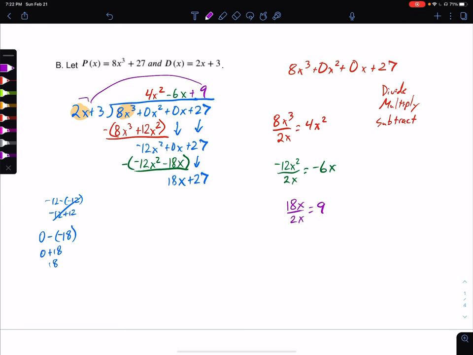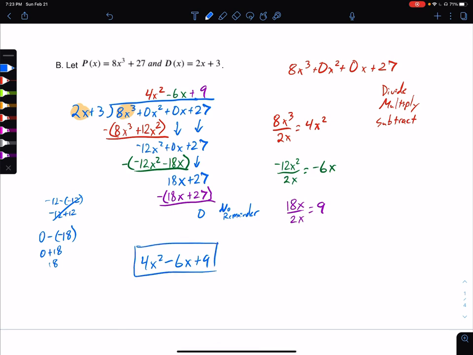Now we're going to distribute. 9 times 2x would be 18x. 9 times 3 is 27. We multiplied, so now we can subtract. 18x minus 18x is 0. 27 minus 27 is 0. That tells me that there is no remainder. So my problem is complete. So my solution would be 4x squared, taking it from the top up here, 4x squared minus 6x plus 9.